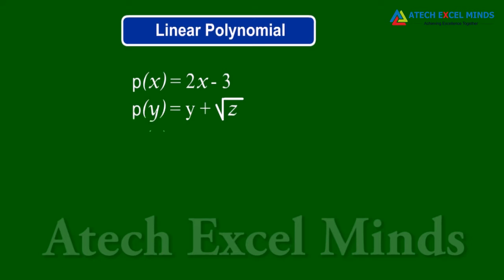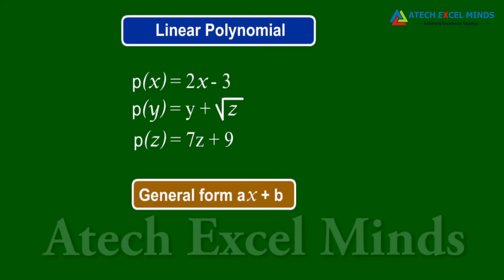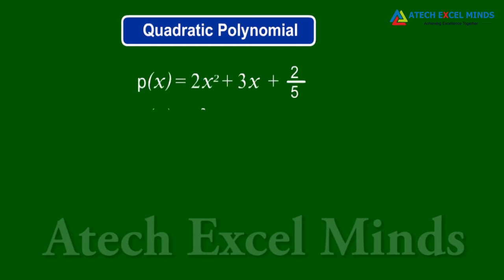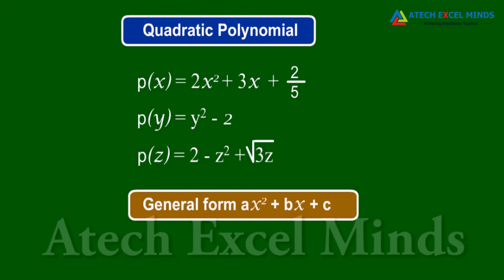A polynomial of degree 1 is called a linear polynomial. These are some examples of linear polynomial. Its general form is ax plus b. A polynomial of degree 2 is called quadratic polynomial. These are some examples of quadratic polynomial. Its general form is ax square plus bx plus c.